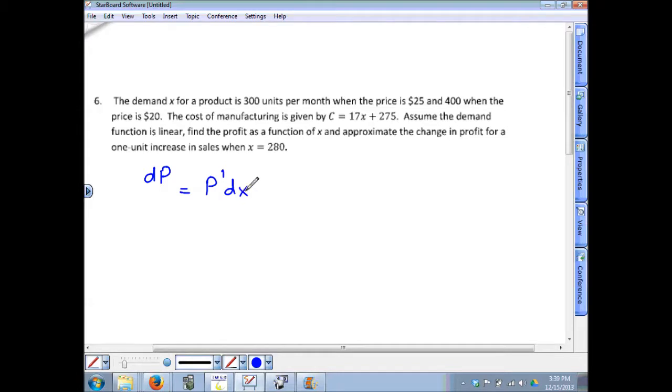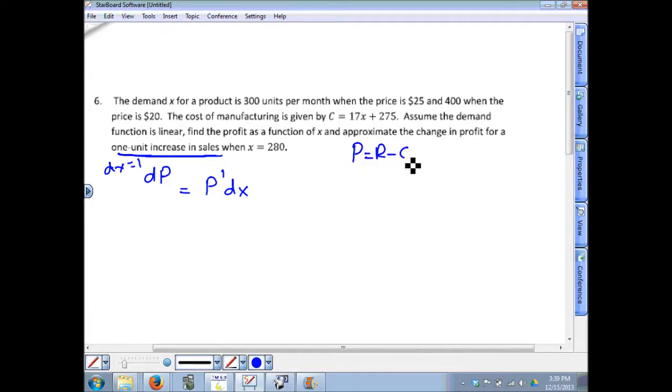Now dx is a change of x. Now x is a unit, and dx is a change in units, and it says approximate the change of profit for a 1 unit increase in sales. So this is a change of x. That's dx right here. So we can say that dx is equal to 1 when x is equal to 280. We already know that. So what we need to find is the derivative of the profit function. And first we need to find the profit function.